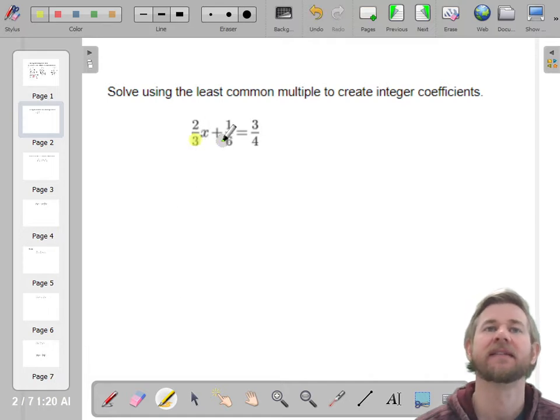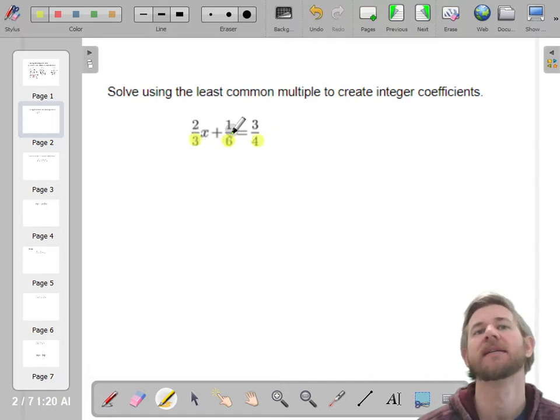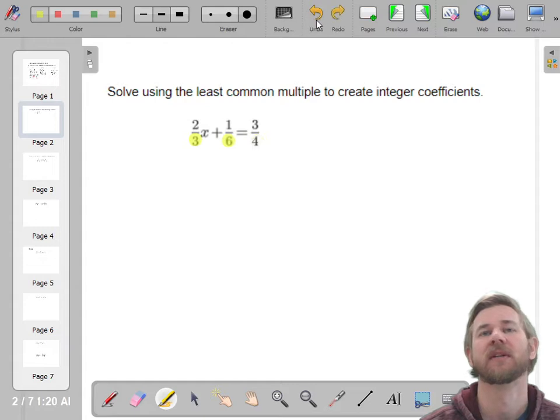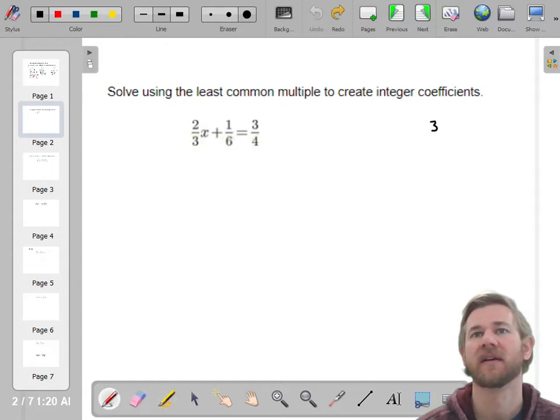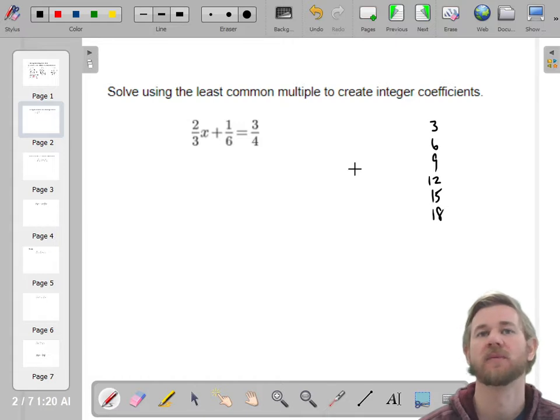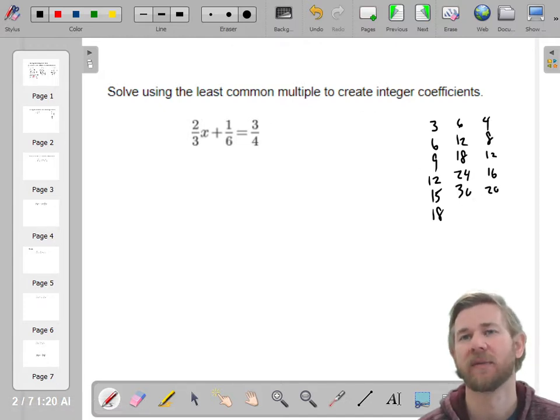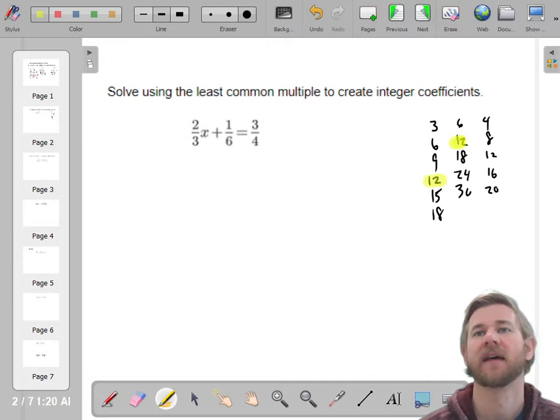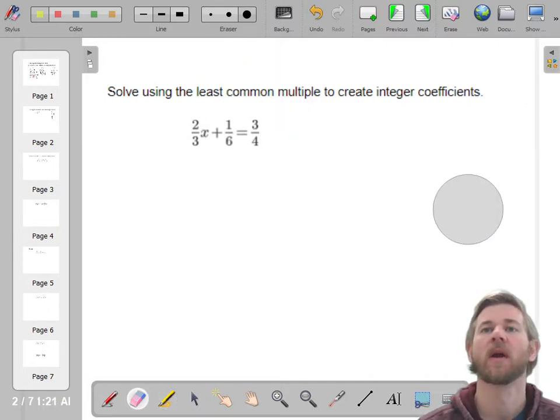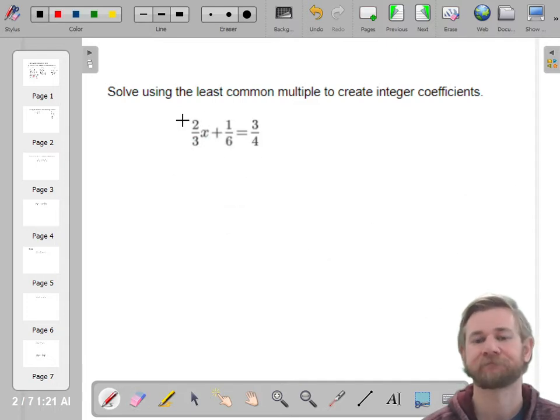So I'm going to find the least common multiple between 3, 6, and 4, which, if you want to just play the common multiple game, I'll list multiples of 3, I'll list multiples of 6, and I'll list multiples of 4. And you should definitely be able to do this in your head to realize that 12 is the least common multiple. Okay? So we're going to make all these denominators 12.